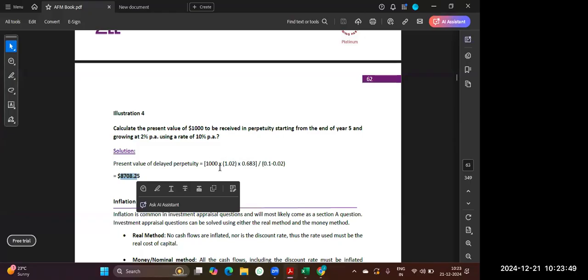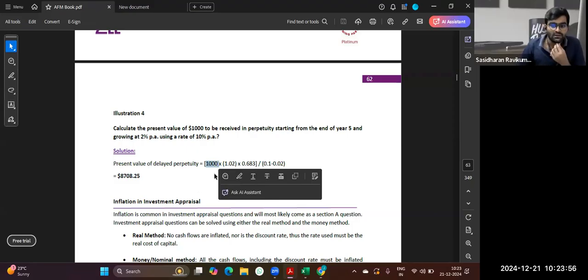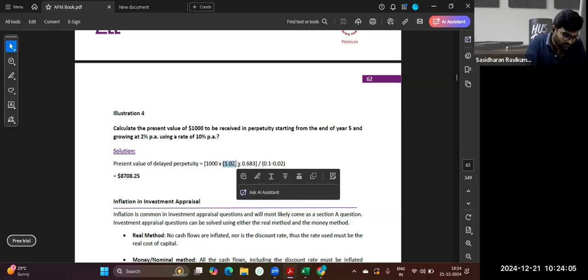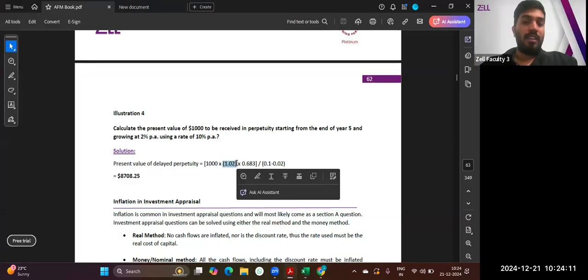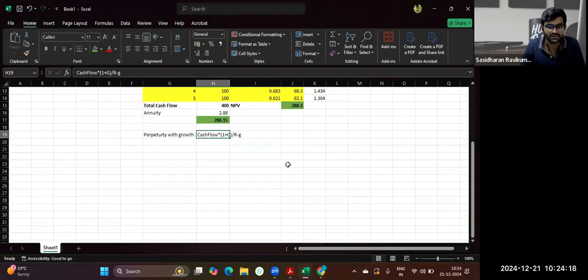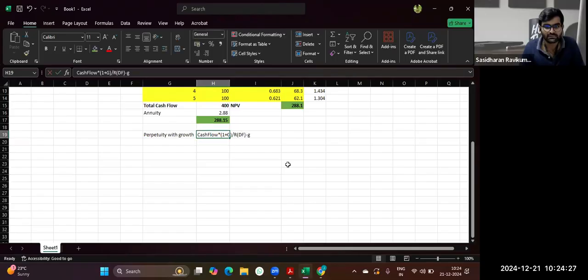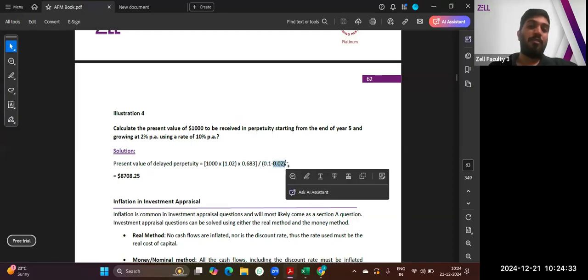Okay. Now, what is your cash flow? 1000. What is the growth rate? 2%. That is nothing but 1 plus g. 1 plus g is how much? 1.02. Okay, divided by R minus g. What is R? R is nothing but your discount rate, that is 10% interest. So you have 10% minus 2%.